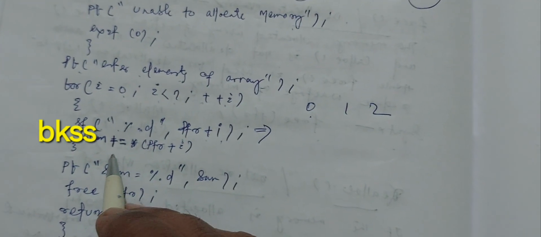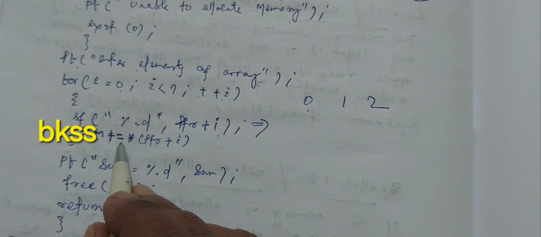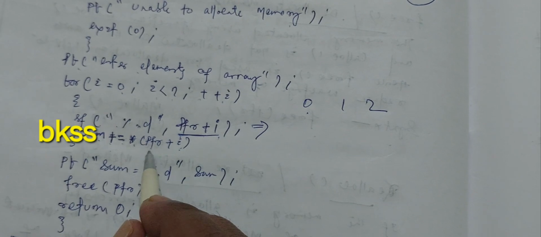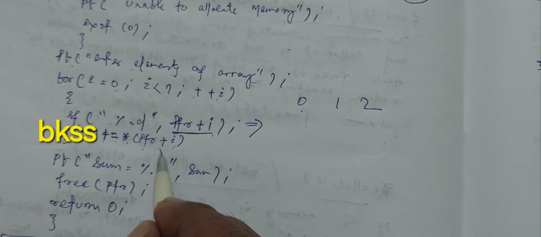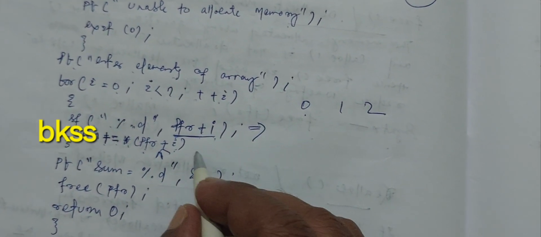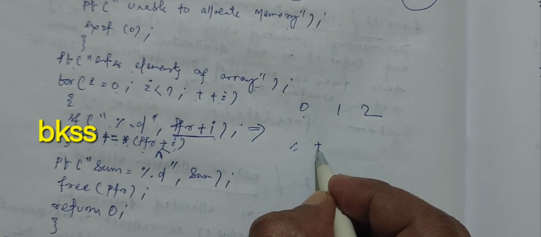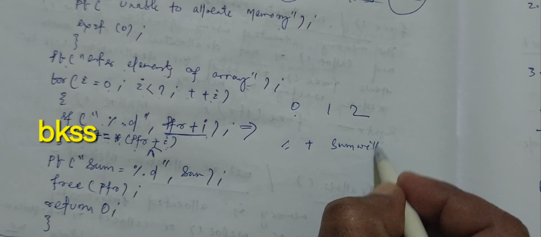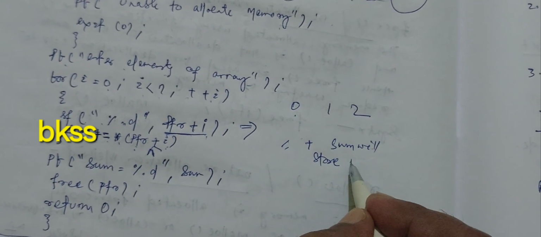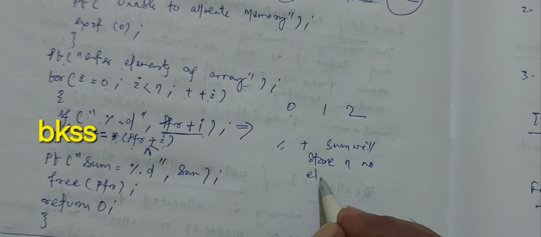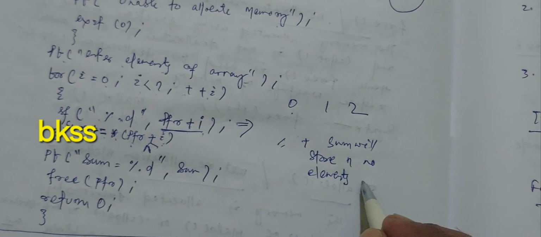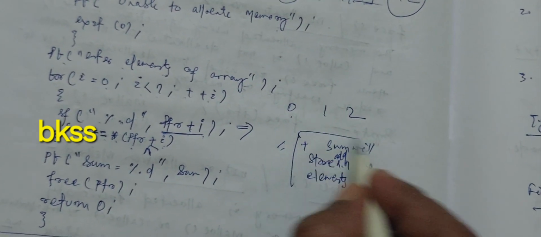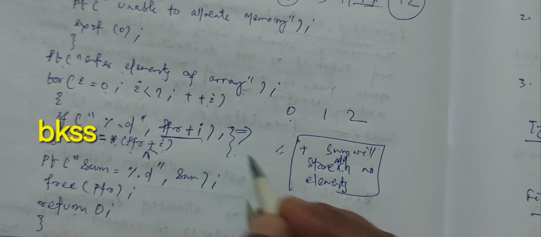Then sum += *(ptr + i). This address will be accessed with its value, so this value will be added again and again. So at the end, sum will store the addition of n number of elements from these two statements.